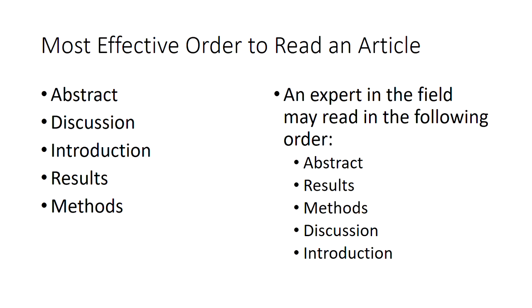So the most effective order to read an article is not actually the way in which it is written. The first thing you want to do is read the abstract to determine, is this an article I want to read? Then you'll read the discussion to get the summary, then the introduction, then the results, and then the methods.